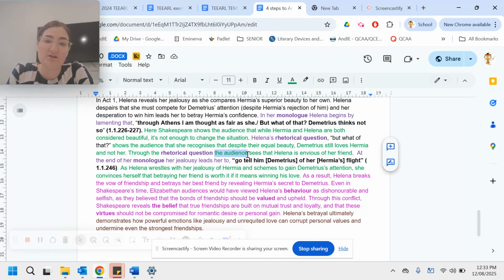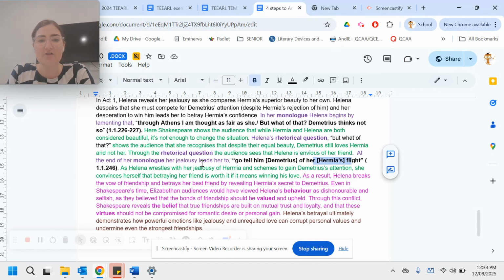So this is really important. What is it doing for the audience? At the end of her monologue, her jealousy leads her to go tell him of her flight. And I've put in square brackets here the names of the characters to make it make more sense. So if you need to add in a word or two of your own to make the quote flow in your essay, do that, but put it in square brackets.